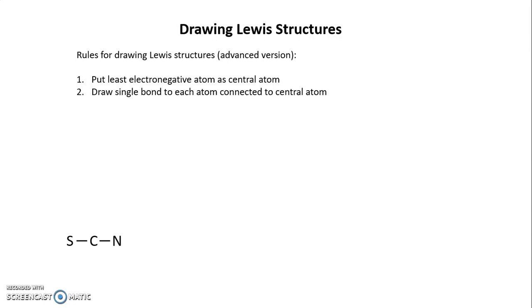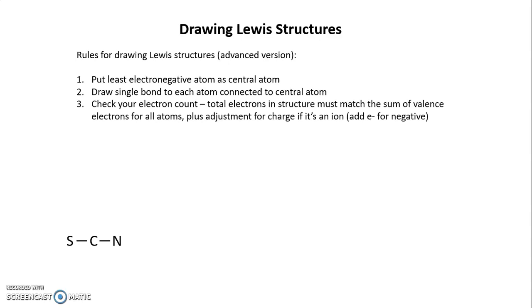We're just getting started. The next thing we need to do is check the electron count. The total electrons in the structure must match the sum of the valence electrons for all the atoms, and then we're going to make an adjustment for the charge if it's an ion. In this case, it's a negative ion, so we're going to add 1 electron. So there's a little bit of budgeting. We had 4 valence electrons for carbon, 5 for nitrogen, 6 for sulfur, that's 15, and we're going to add 1 more for the negative charge, giving us a total of 16 electrons.